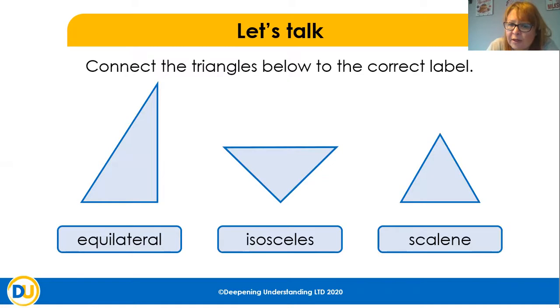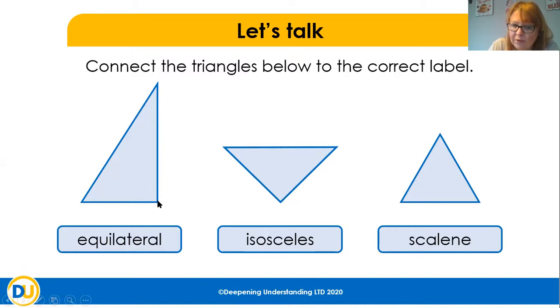It says here, connect the triangles below to the correct label, but I just want to bring you over here. This is our right-angled triangle. Now, the reason it hasn't put it as a separate one is because a right-angled triangle can also be an isosceles triangle sometimes, not all of the time. So sometimes it's a right-angled isosceles. Can you see here? We have got a right angle in it.